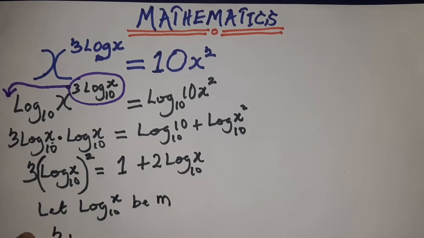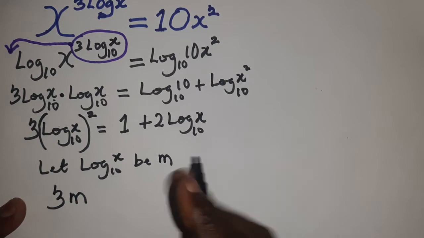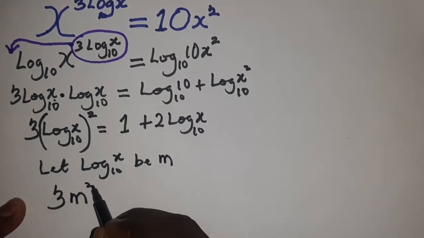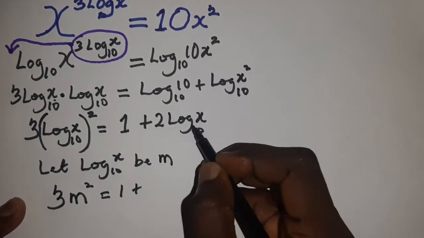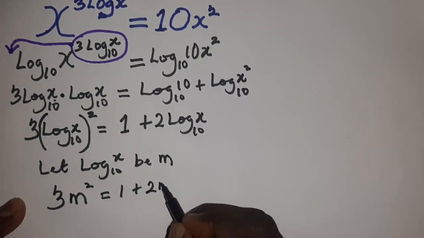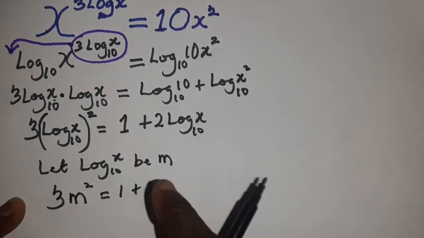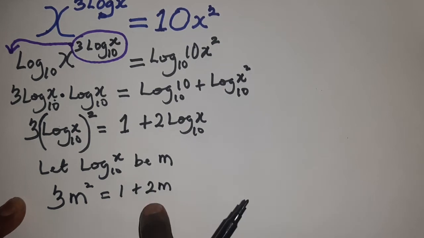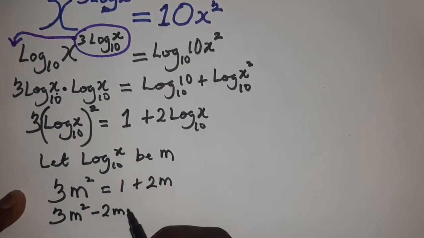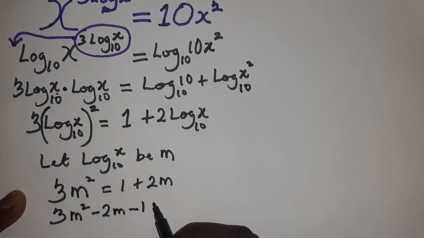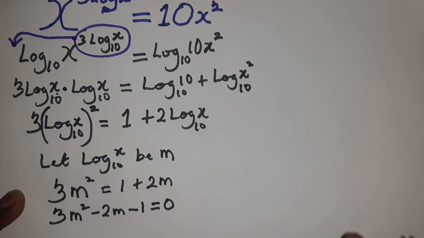So I have 3m raised to the power 2 equals 1 plus 2 log x. That one now becomes 2m. Then rearranging, I have a quadratic equation here. So I'll have 3m squared minus 2m. Then the plus 1 becomes minus 1 also on the left hand side. Then nothing is left on the right. You have equals 0.